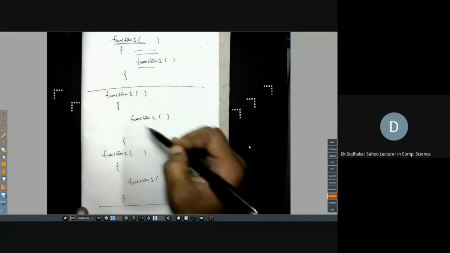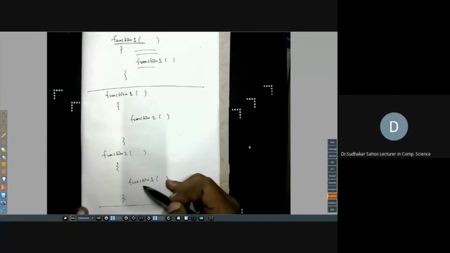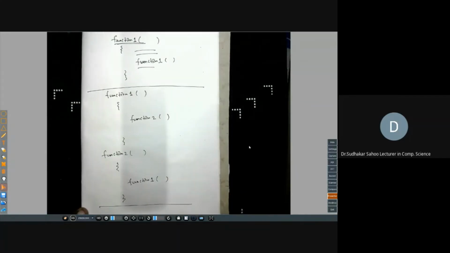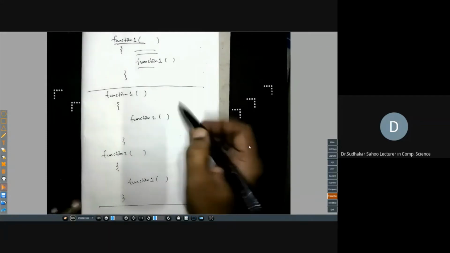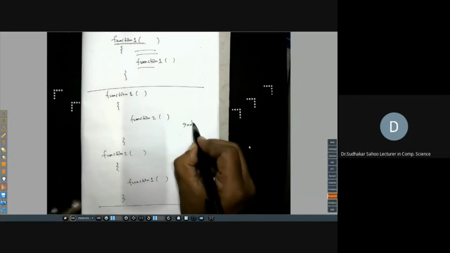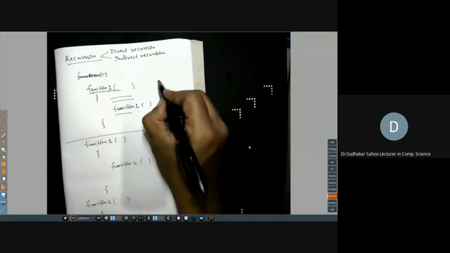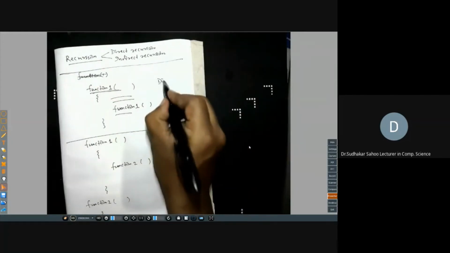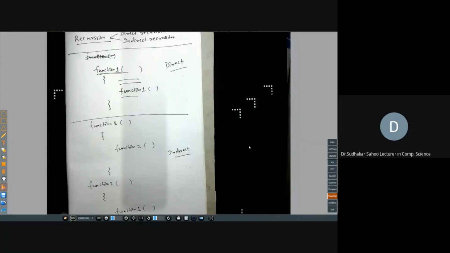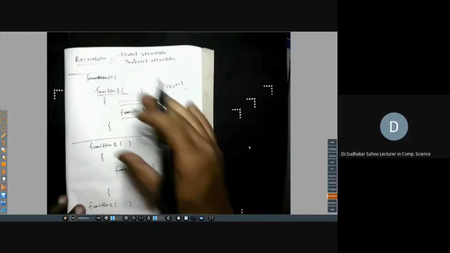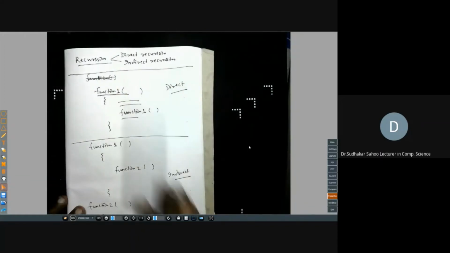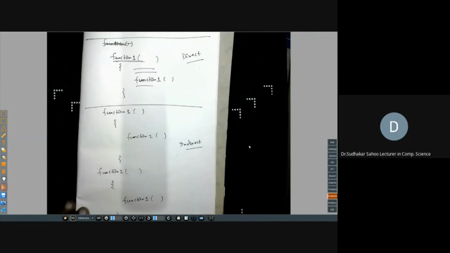Or function 1 calls function 2, function 2 calls function 3, function 3 calls function 1. So this is indirect recursion. This is direct recursion. Now suppose this type of algorithm is there, then how to find the time complexity? This is today's discussion.